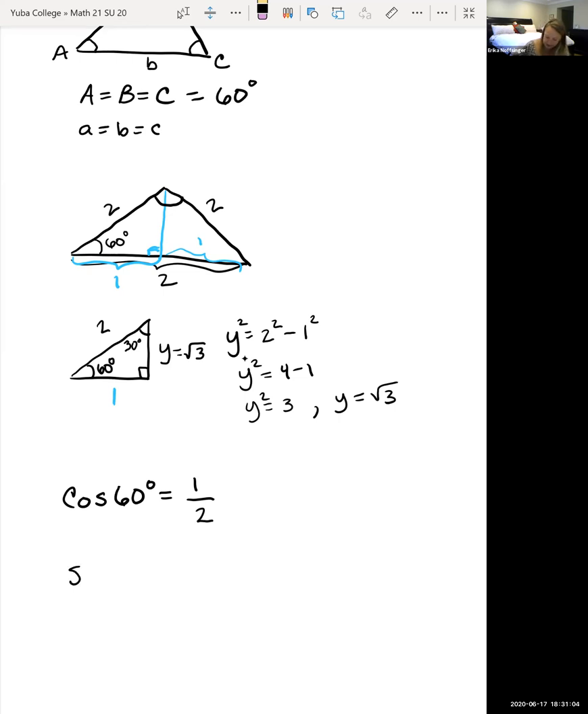If I'm looking at sine of 60 degrees, that's opposite over hypotenuse. The opposite of the 60 degrees is the length root 3, all over the hypotenuse, which is 2. Tangent of 60 degrees is equal to opposite over adjacent. So opposite is root 3, all over adjacent, which is 1. So this is root 3.